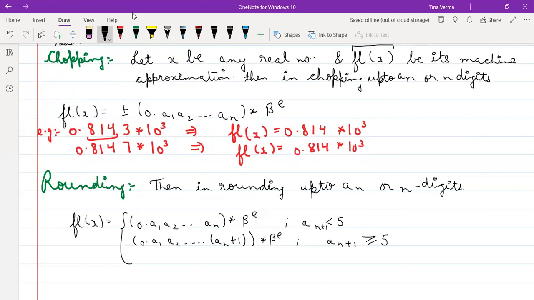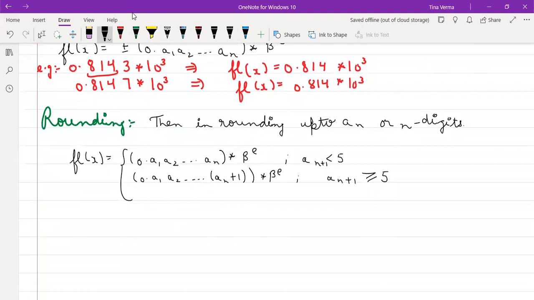So for this course, when you are doing rounding, don't follow that procedure of whether your a(n+1) is odd or even. You don't consider that, you just consider that if your a(n+1) digit is 5, or greater than 5, then you will add 1 to your nth place. The same example for rounding case, it will be that you have 0.8143 and you have to round off this number up to 3 digits.